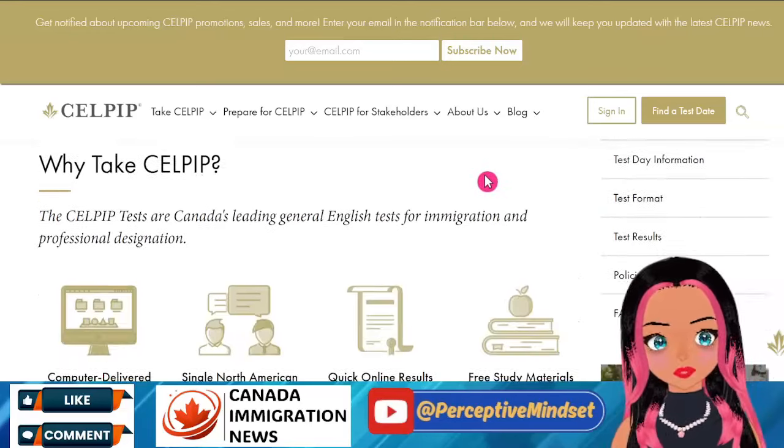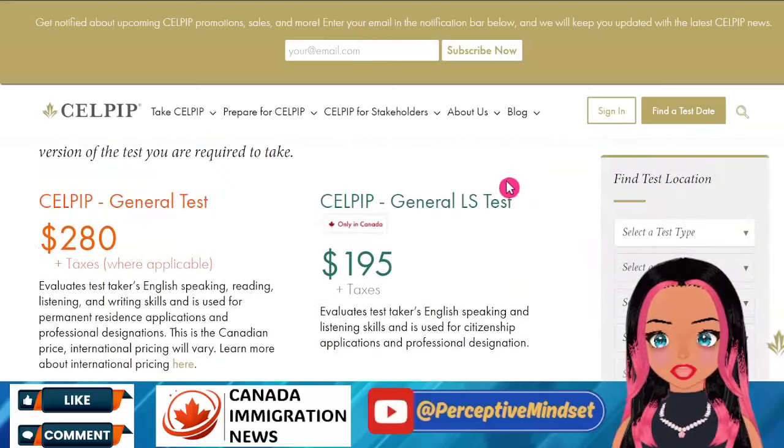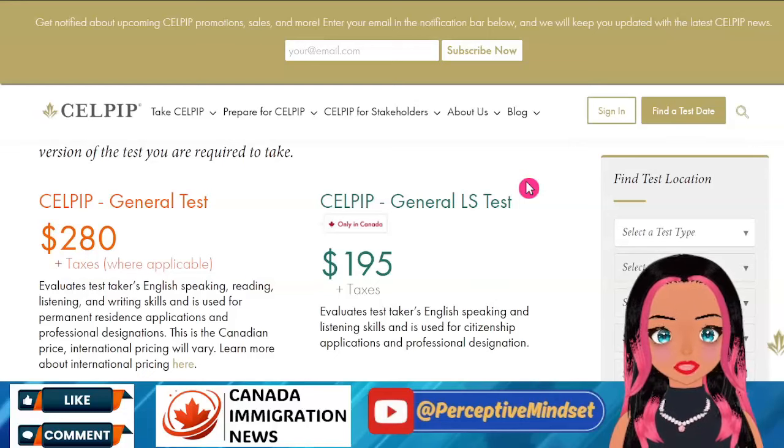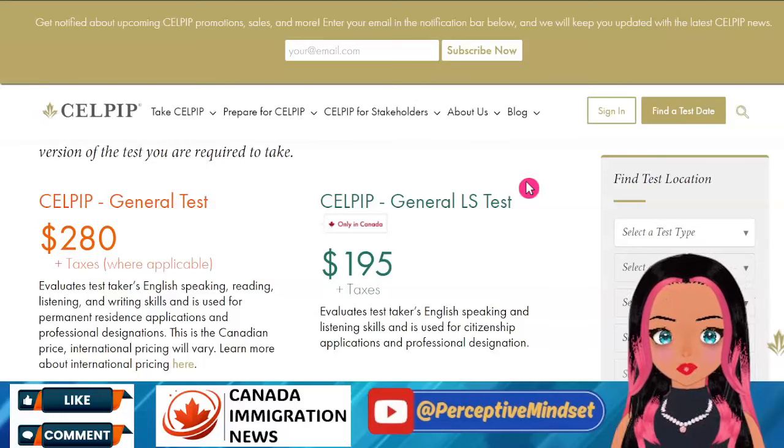Now, it's usually for immigration purposes. So if you are thinking of migrating to Canada, then the CELPIP test can be used to assess your English language proficiency.